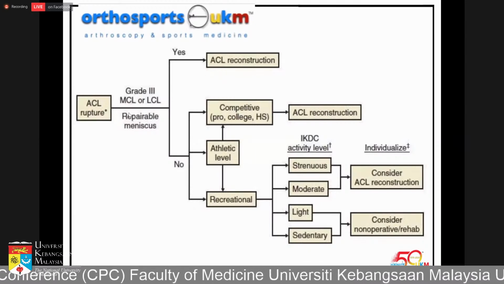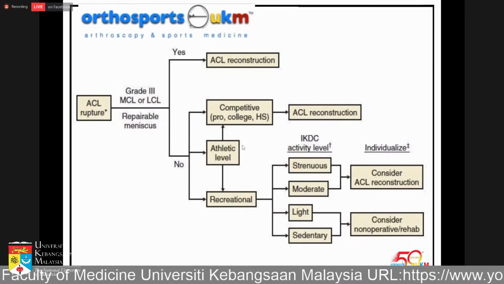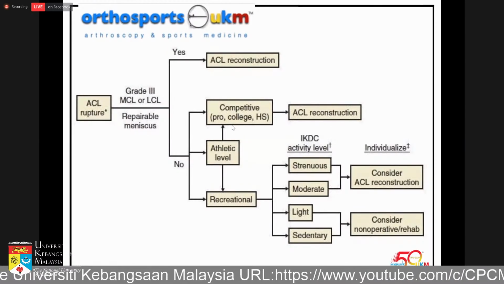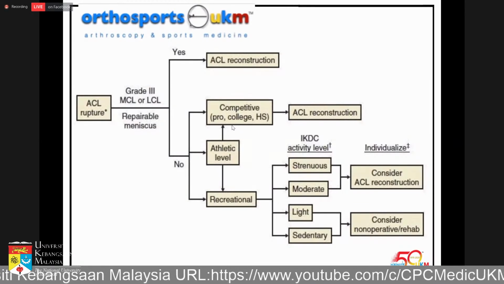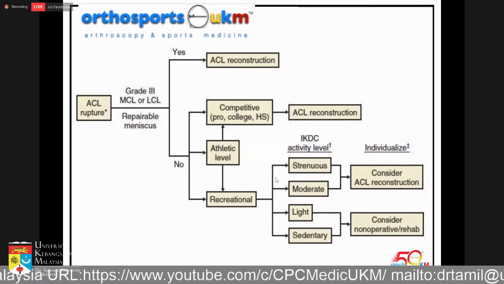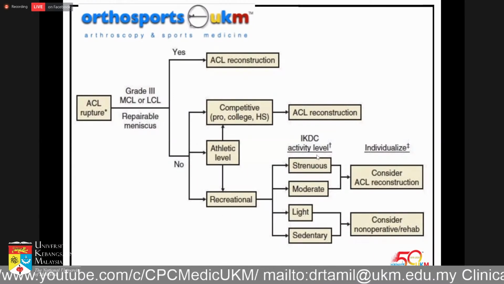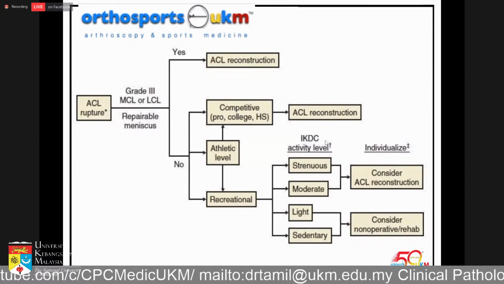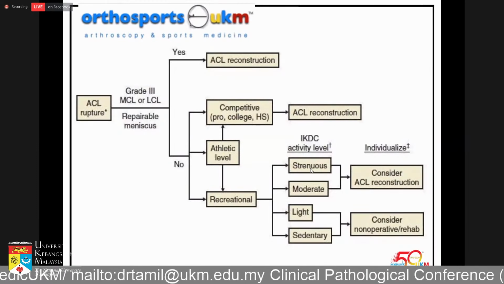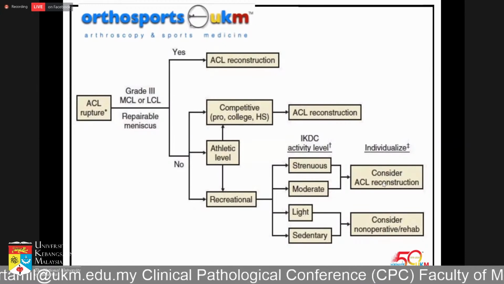If they do not have this injury and only have an isolated ACL tear, then we look at their athletic level. If the patient is an athlete, which is they are playing any sports at the competitive level, pro, college, or at high school, then we proceed with ACL reconstruction. If they are playing any sports at recreational level only, then we look at the IKDC activity level. IKDC activity level of strenuous or moderate, such as they are playing any sports that involve pivoting, running, jumping, then we suggest ACL reconstruction.